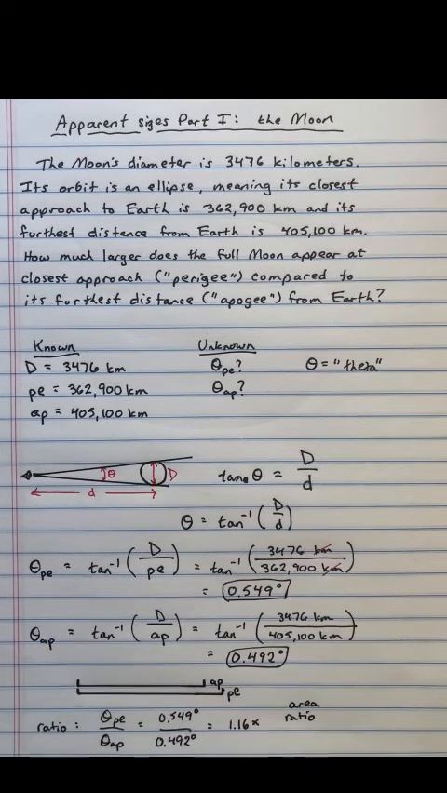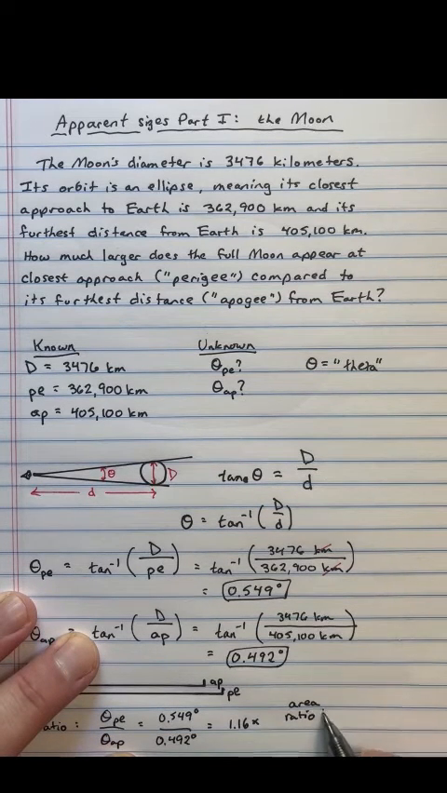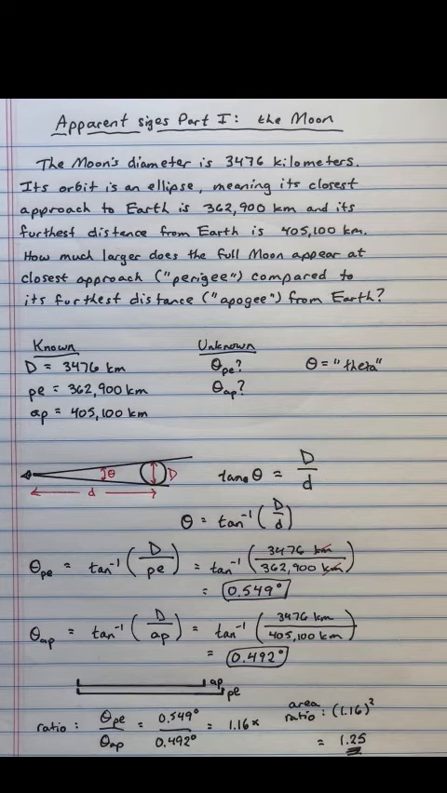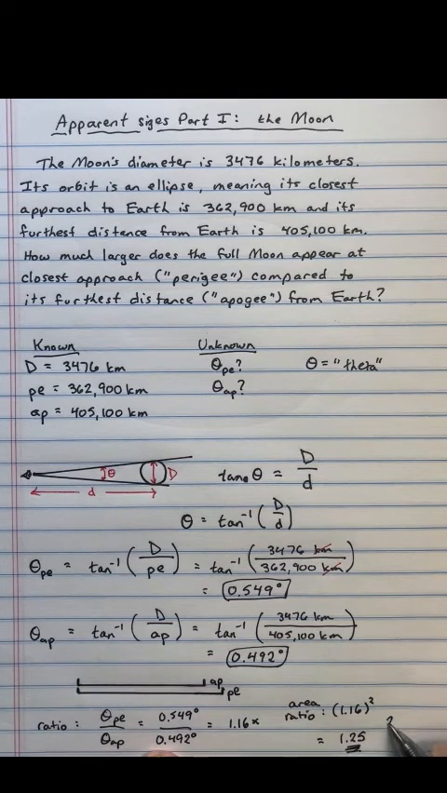Now, why am I going to square it? Well, the moon is a disk, or it looks like a disk. And the formula for the area of a disk is pi r squared, if you remember. Pi times the radius squared, or related to the square of the diameter. So let's take this number, 1.16, and square it. And that number then turns out to be 1.25. Now, why is that an interesting result? Check it out. The moon then is 25% brighter at perigee than at apogee. That's what that means. That's significant. That's enough that you can tell the difference.